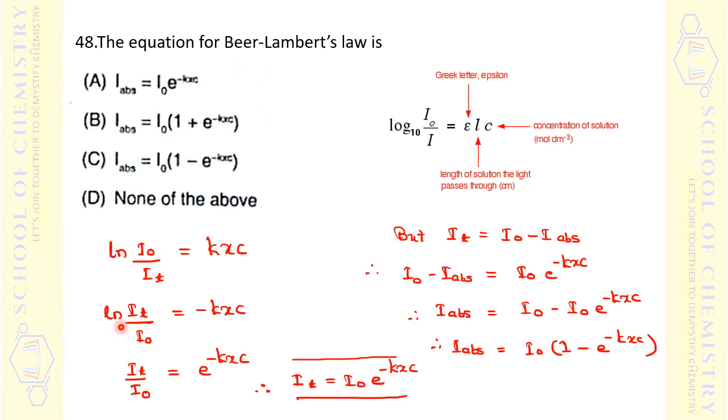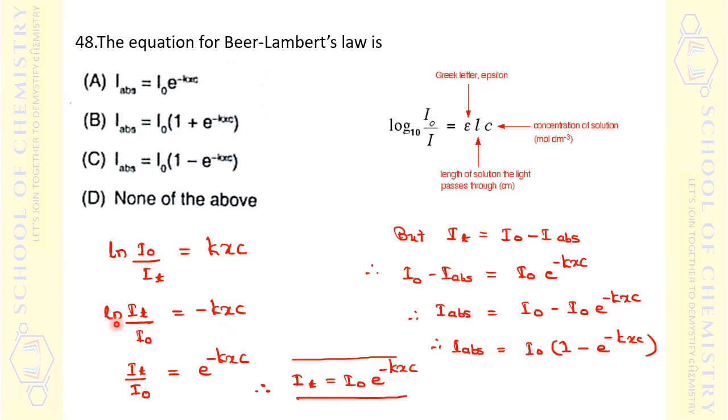Now, if I go for mathematical manipulation, ln of I naught over IT is the original equation. If I write it as ln of IT over I naught, one point you must notice here: usually it will not be written as IT, but actually in this equation, absorption means log or ln of I naught upon IT. This is the intensity of transmitted light, and this is the intensity of incident radiation. So if I take the reciprocal here, I can expect a minus sign. Therefore ln of IT upon I naught will be equal to minus kxc.